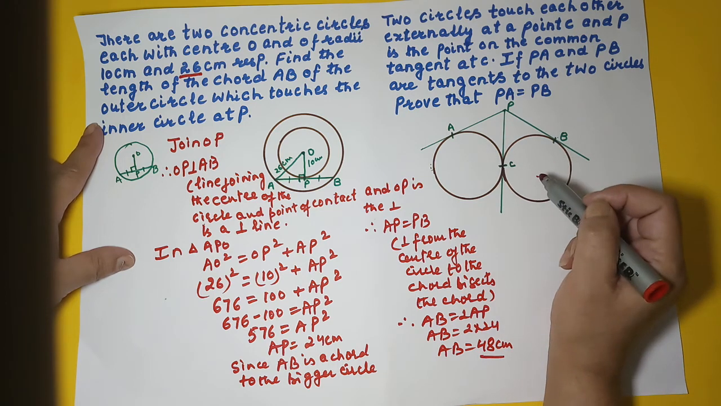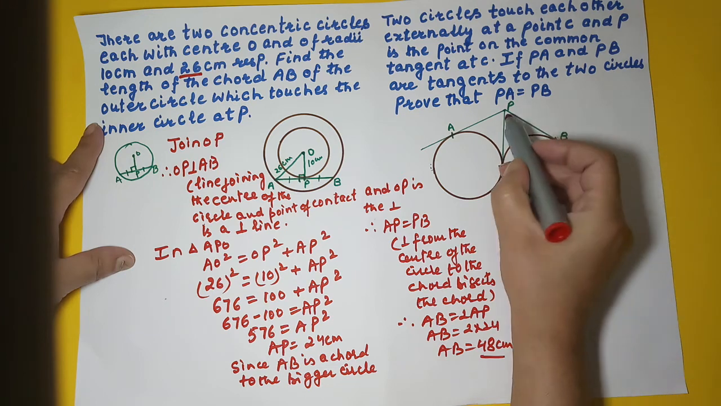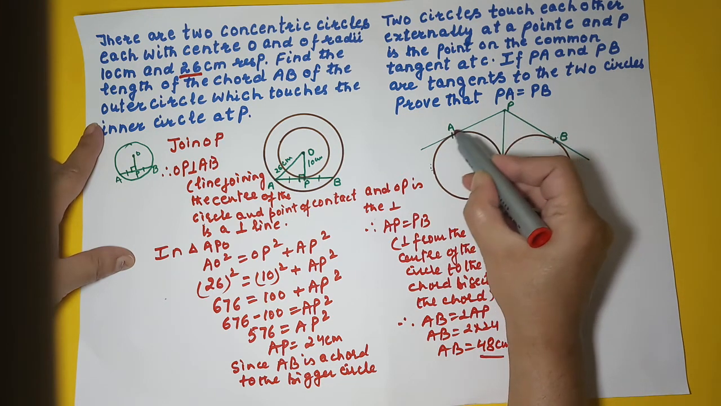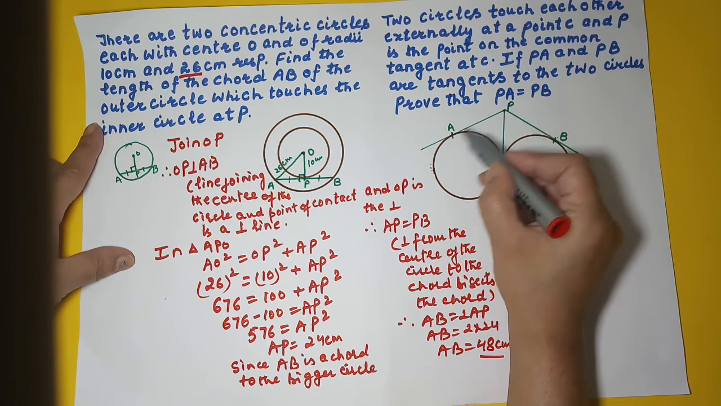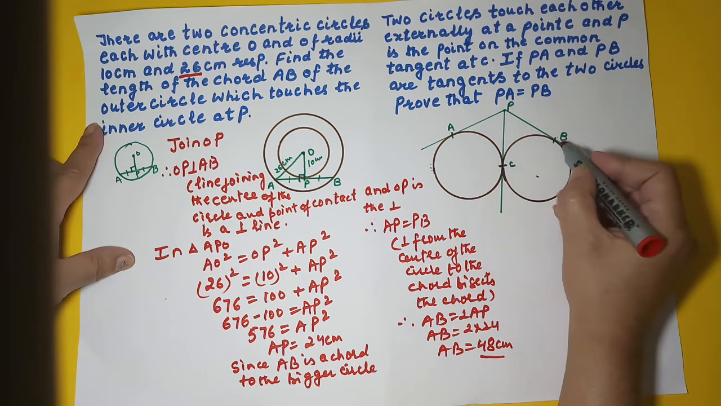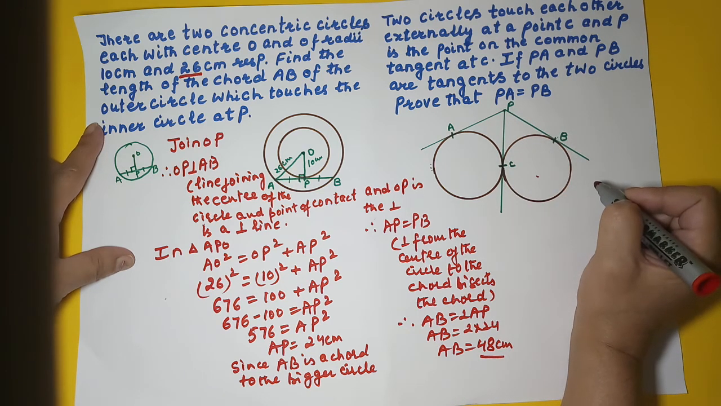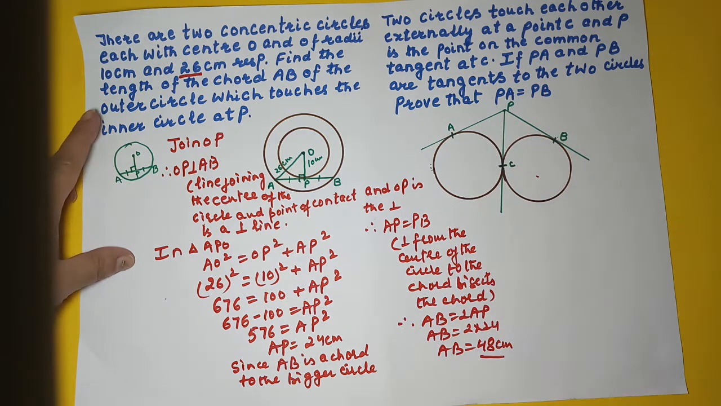So, if PA and PB are tangents to two circles. Now, PA, if you draw a tangent from P to this circle, PA is the tangent. And if you are drawing a tangent from P to this circle, PB is the tangent, right? He wants you to prove that PA is equal to PB.